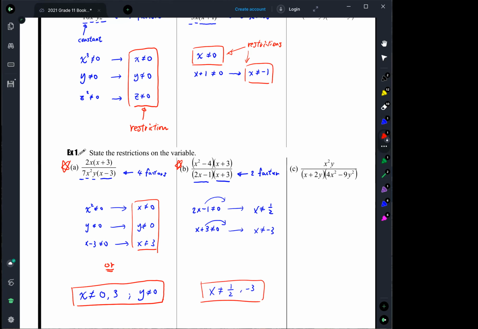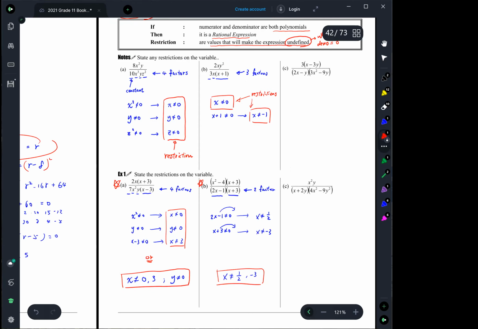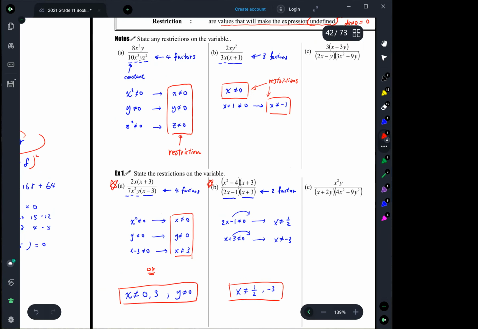So please raise your hands if you understand everything up to here, right? Make sure you copy down the work, the steps.